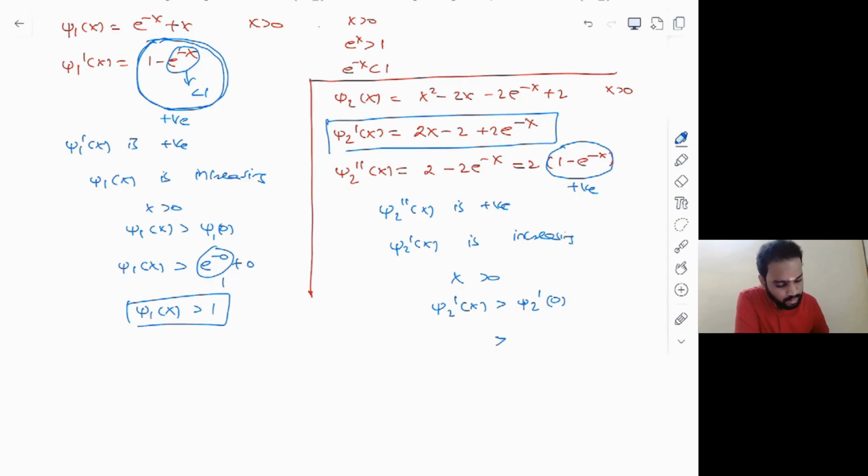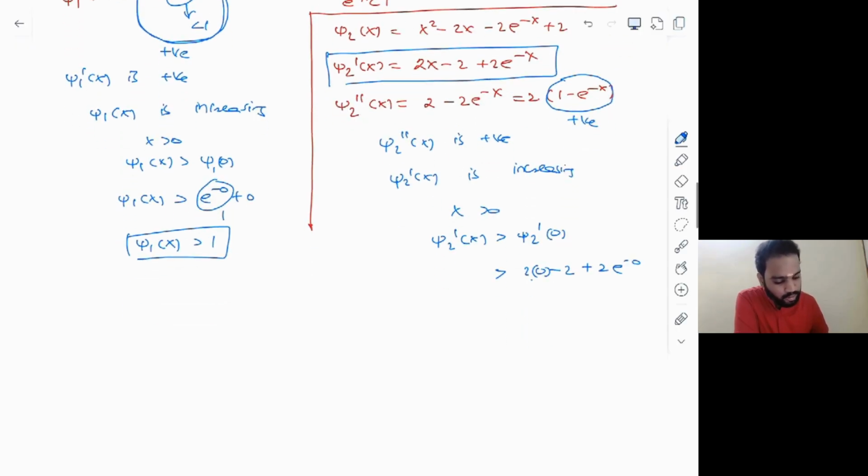So what we get is this is greater than 2 into 0 minus 2 plus 2 into e power minus 0. So clearly this is 0 minus 2 plus 2, which makes it completely 0. So what you are able to notice is psi2 dash of x is again greater than 0. So once again, psi2 dash of x is greater than 0. What's the conclusion? Again, it's an increasing function. So that makes psi2 of x an increasing function.